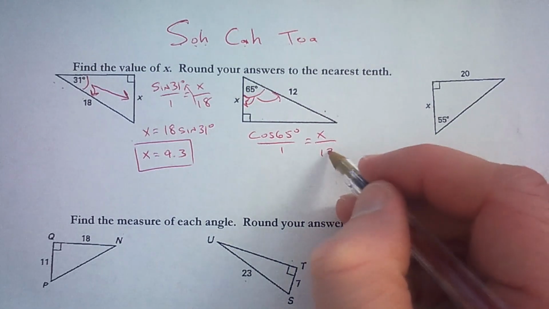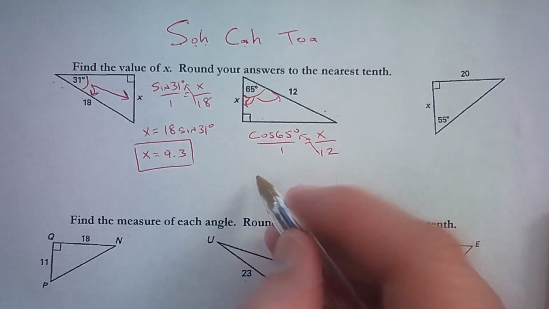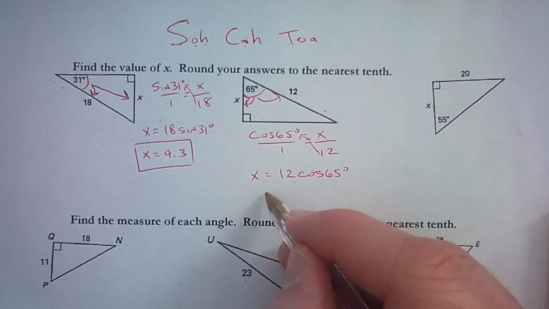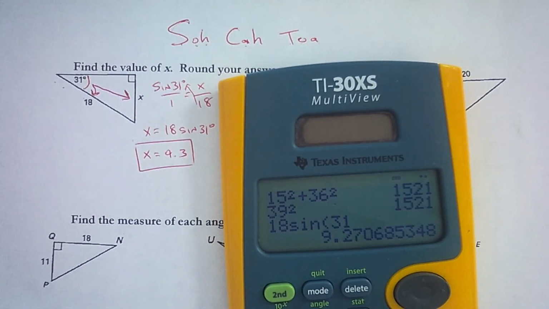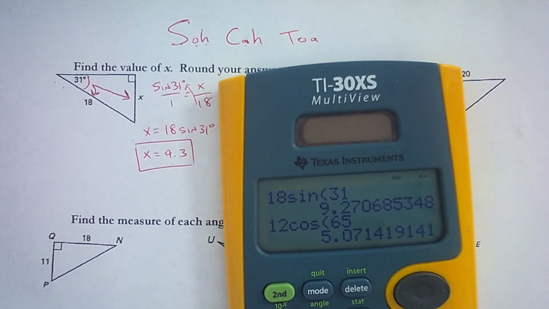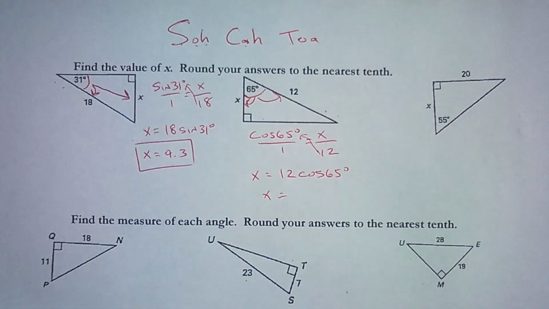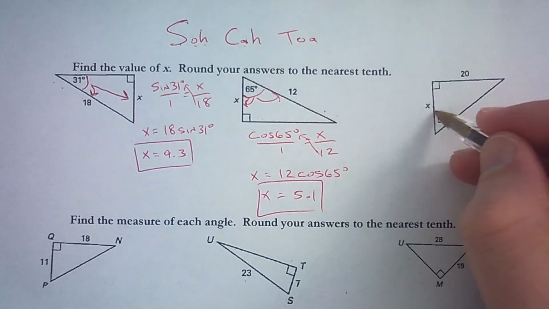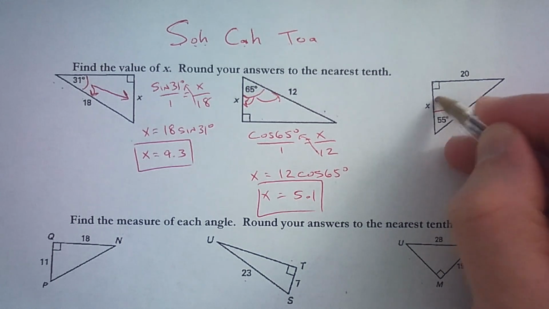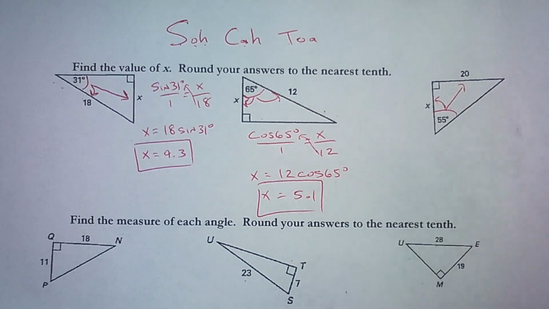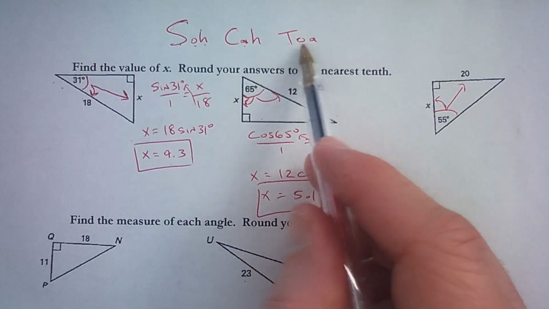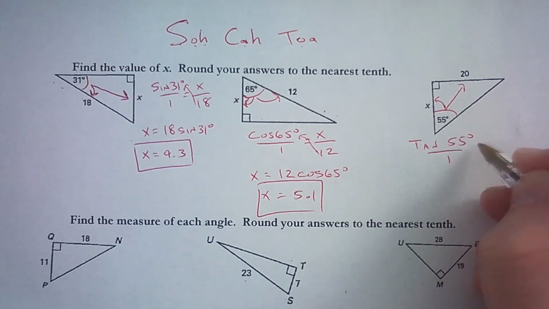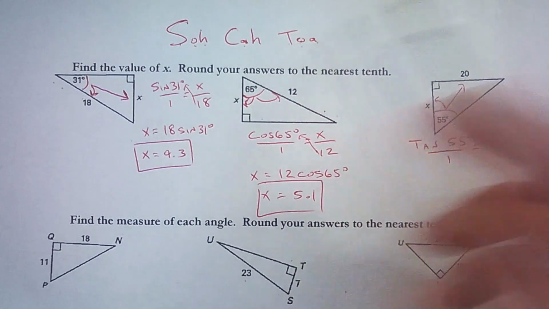And once again, we have a number in the denominator, so we multiply it across. So x is 12 times cosine 65 degrees. So 12 cosine 65 is 5.07, so 5.1. And here we have the adjacent leg, and we have the opposite leg. The opposite leg and the adjacent leg come under tangent. So we have tangent 55 degrees is to 1, as the opposite leg is to the adjacent leg.